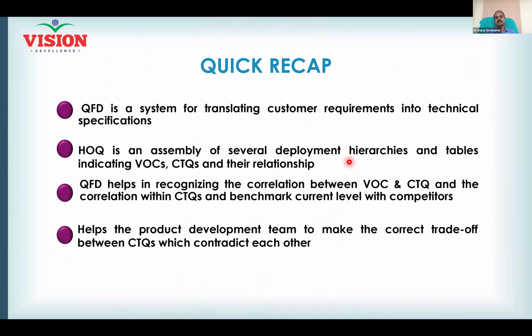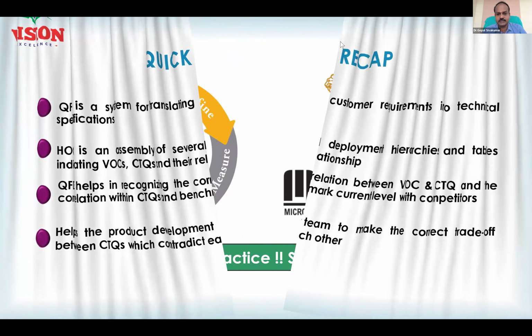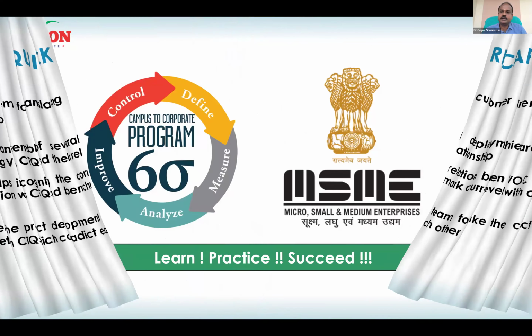So QFD is a system for translating the customer requirement into appropriate specification. House of quality is an assembly of several deployment hierarchy and tables indicating VOC, CTQ, and relationship. QFD helps in recognizing the correlation between VOC and CTQ and the correlation within the CTQ and benchmark the current level with the competitors. It helps the product development team to make the correct trade-off between the CTQs which contradict each other. That's it from me on the QFD. Hope the learnings are helpful. And you can use these learnings for product development. And this is another way of prioritization, nothing else.